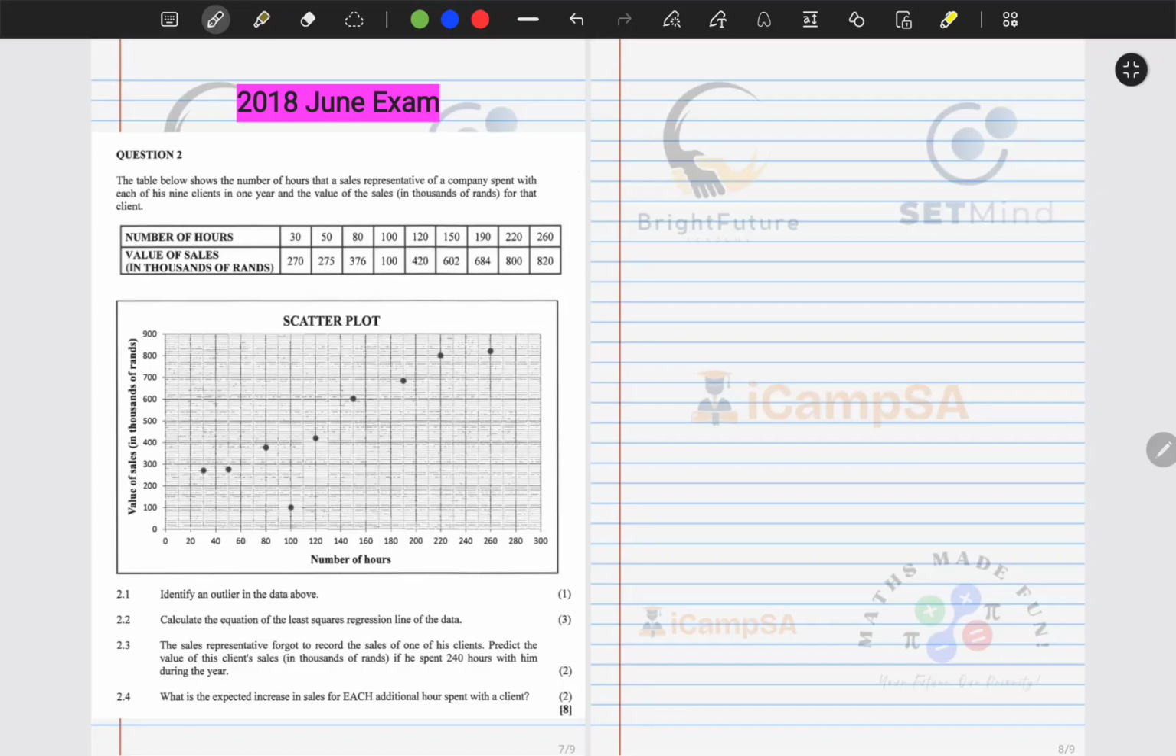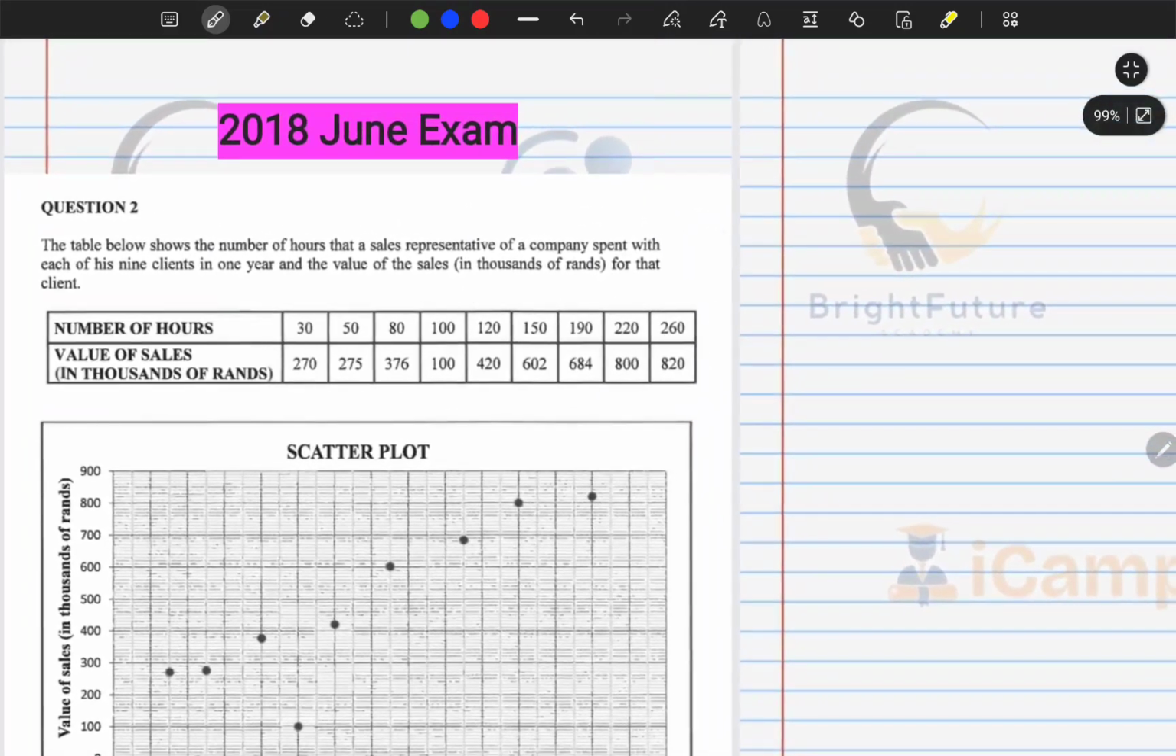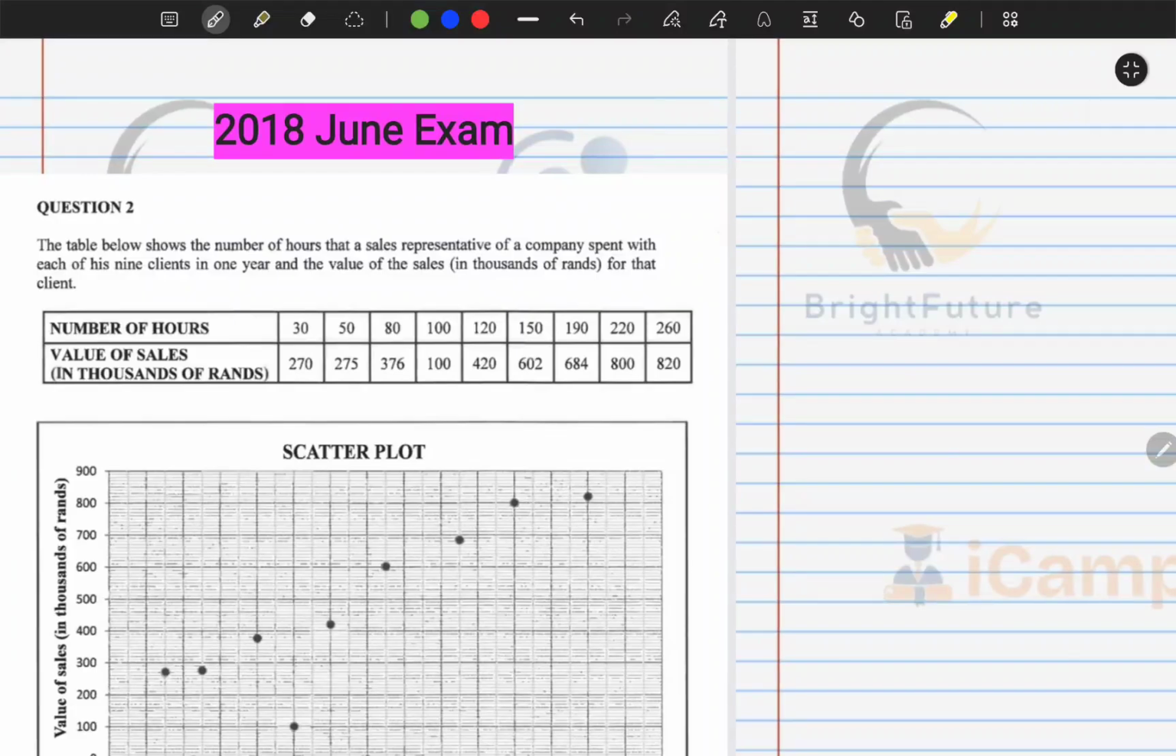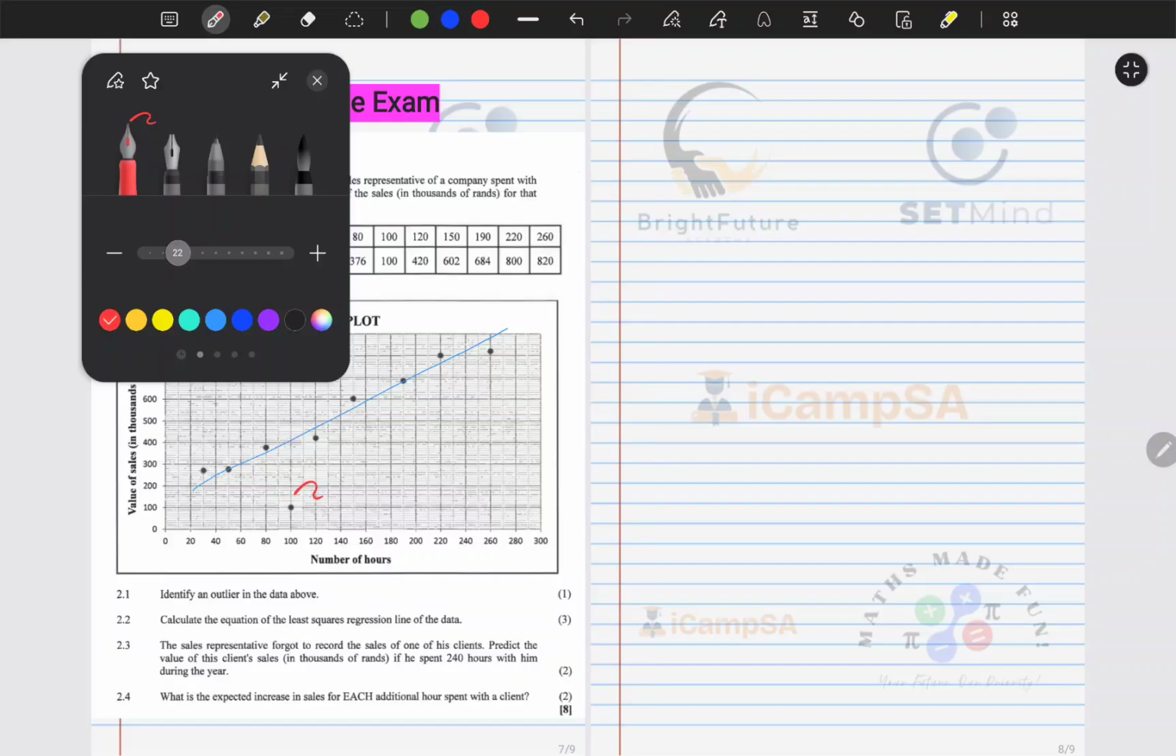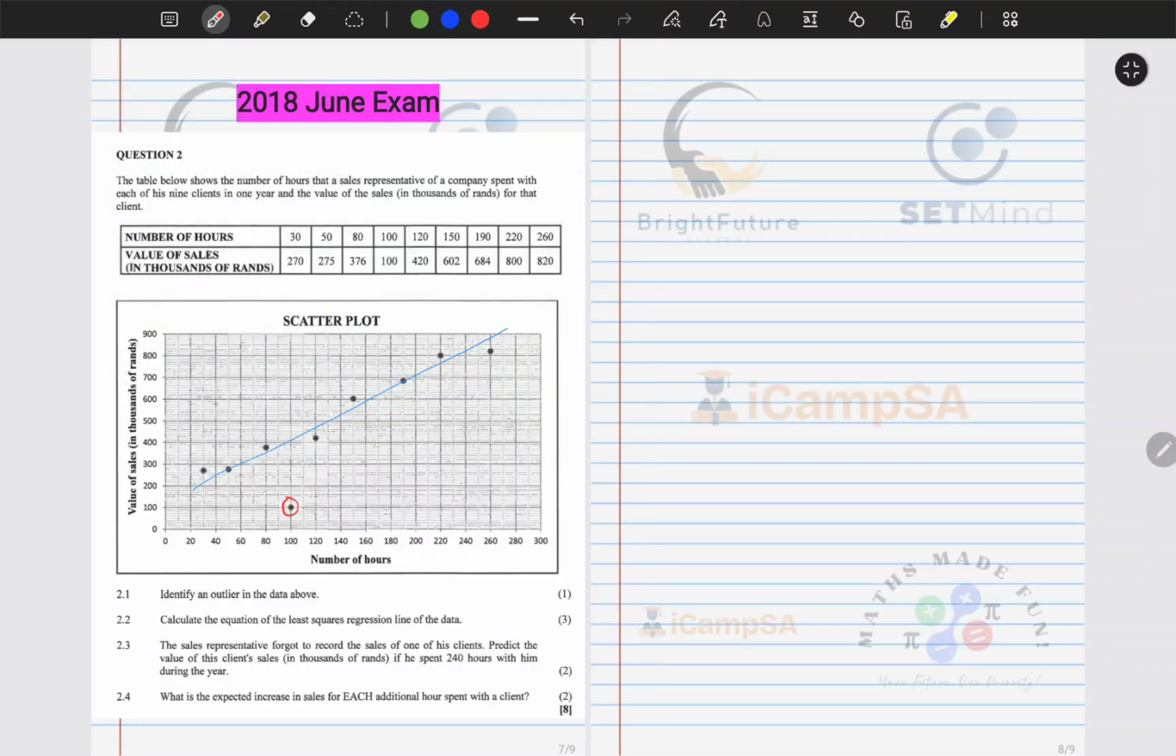So we are required to identify the outlier, but first we are told the table below shows the number of hours that a salesperson of a company spent with each of his 9 clients in 1 year, and the value of sales in 1,000 rands. We are told to identify an outlier in the data here. If you look carefully, most of the data is just there. But you will see we have one point that seems to be out of the norm. So that is that point.